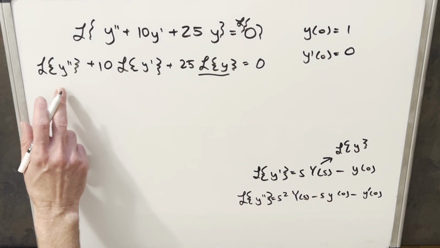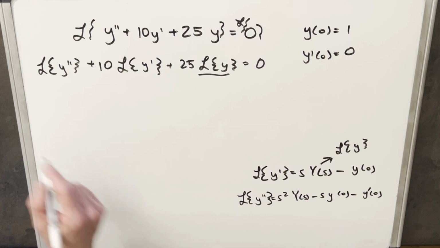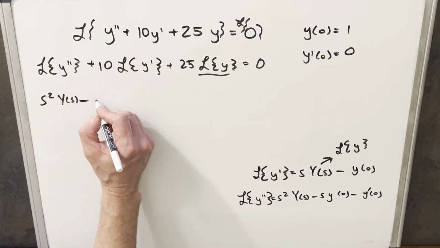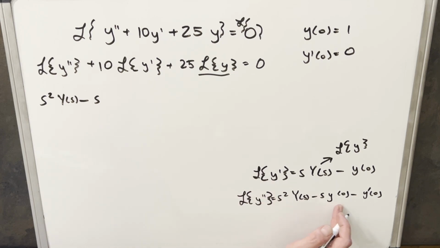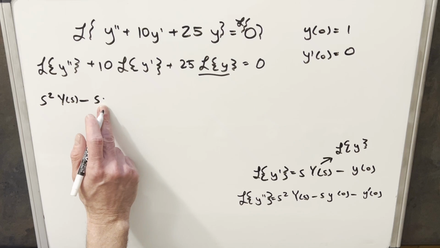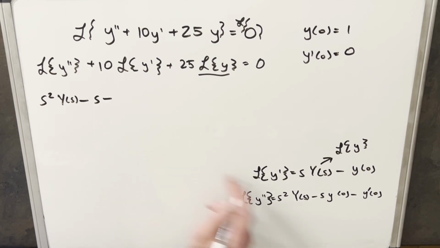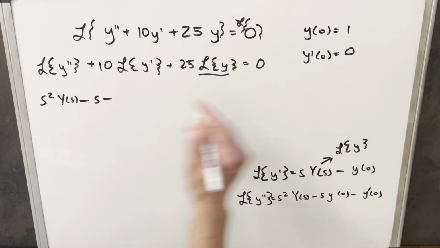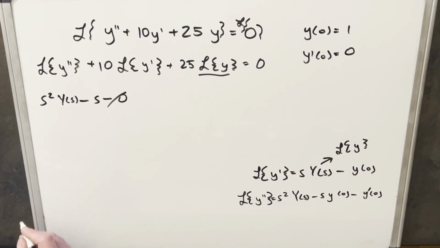Okay, so for our first term, the Laplace transform of the second derivative, we have this formula here. So we'll use s squared big Y of s minus s times y at 0, we already have that value, that's just 1. So I'm just going to leave that off, so we'll just have an s there. And then minus the first derivative at 0, and that's just going to be 0, so that's going to go away.